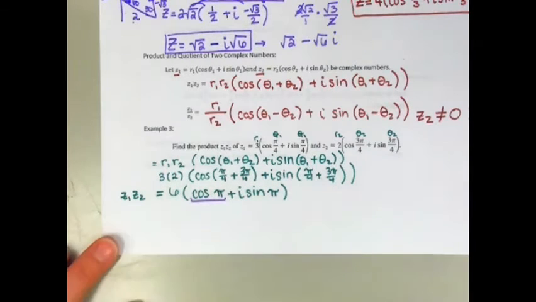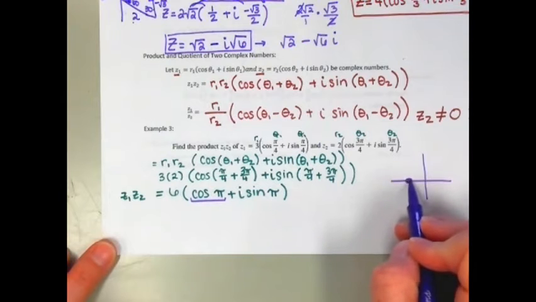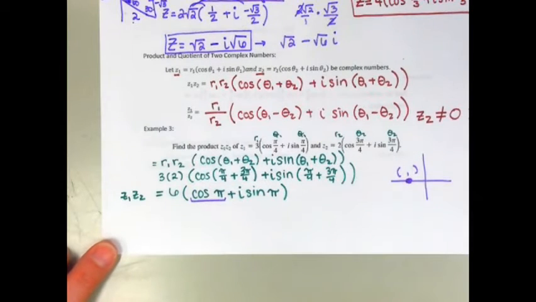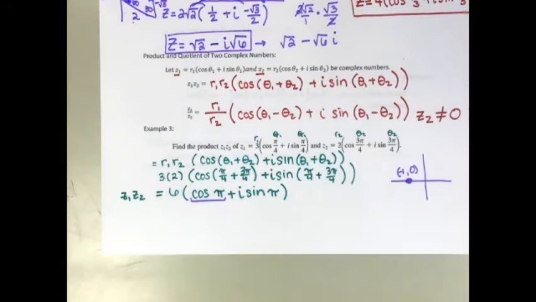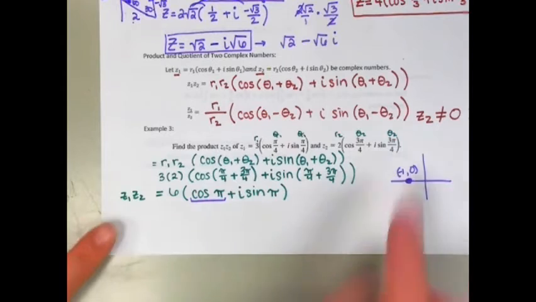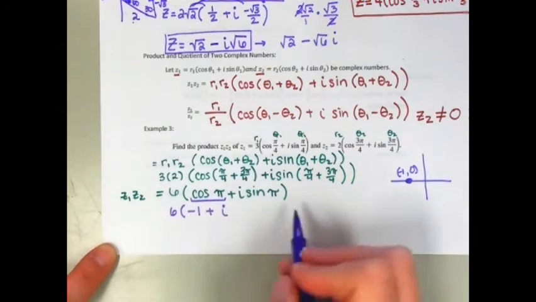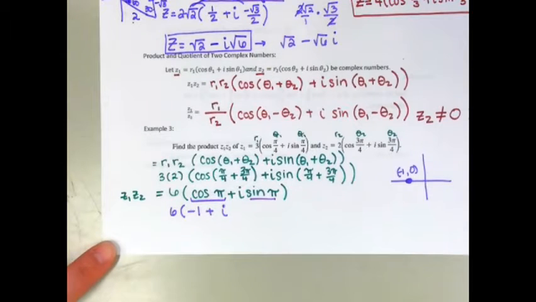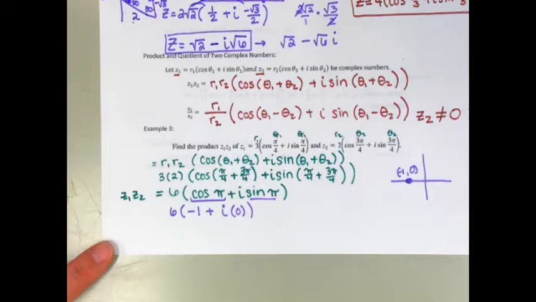Cosine of pi. So if I'm thinking about my coordinate plane, pi is right here, right? What is that as a coordinate? Is that -1, 0? And what's the cosine? Is it the x or the y? The x, right? So what's my x? -1. Plus I times, now what's the sine of pi? 0. So now, what do we get as a final answer?